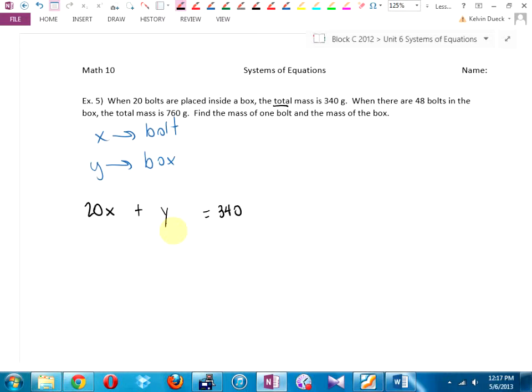Keep reading, Alex, my friend. "When there are 48 bolts." Stop. 48. Yep. Inside the box is what? 760.